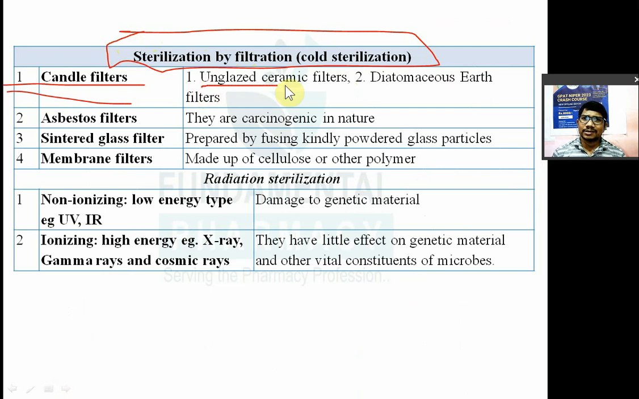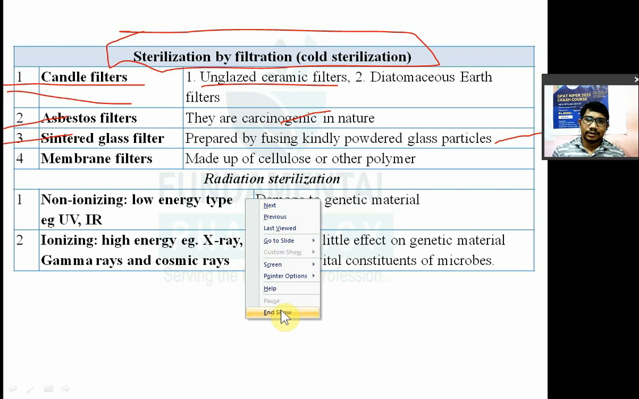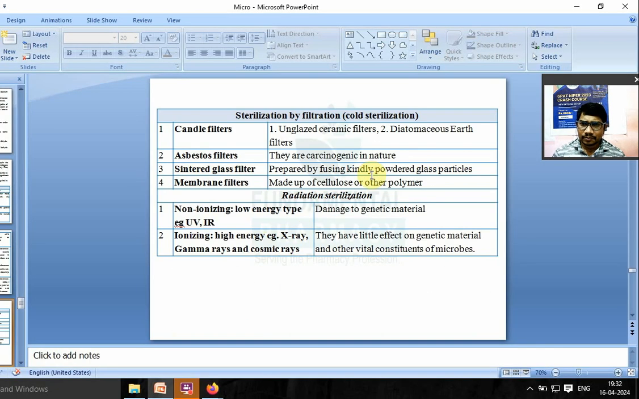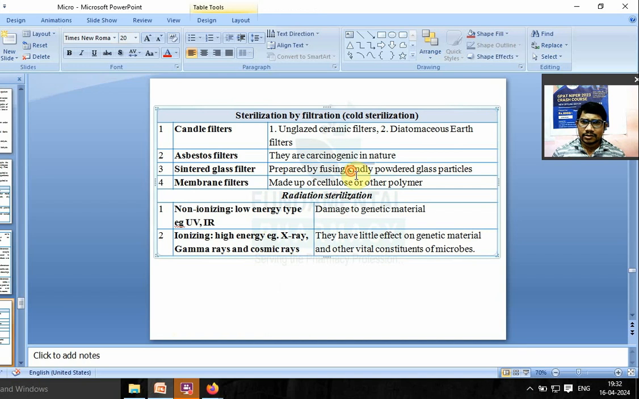And filter candle, so they are made from unglazed ceramic filter or diatomaceous earth filter. Then asbestos filter, इसके ऊपर एक कमेंट है, they are carcinogenic in nature. Then sintered glass filter, prepared by fusing the finely powdered glass particles. Next आता है membrane filter. Membrane filters, they are made from cellulose. मेम्ब्रेन फिल्टर सेलुलोज से बनता है.